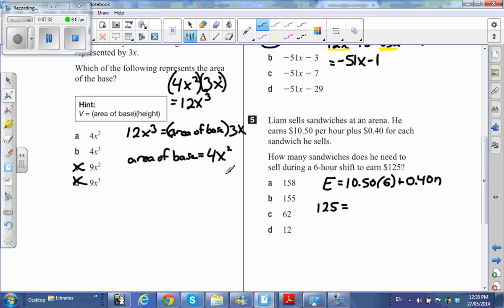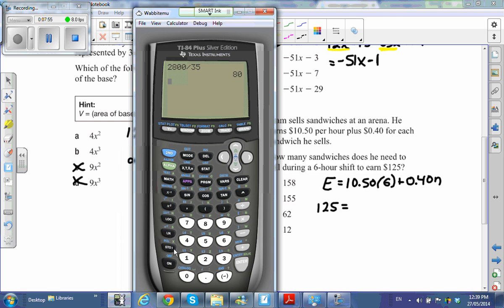Now you could always do trial and error, I guess, too. I prefer not to even look at the answers if possible. I like to try to solve it and then see if the answer is there. But in some cases, by all means, it's probably best to actually look at the answer and check it, even though that's not the way we normally want to solve things. So 10.50 times 6 should be 63. Let's just use our calculator, double check.